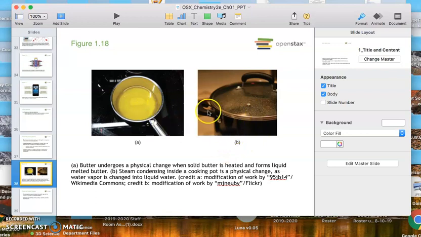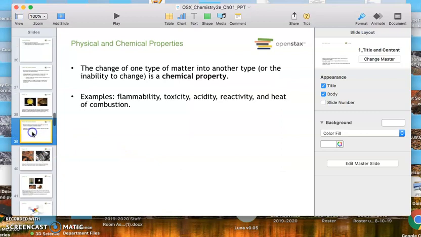So here we're talking about physical changes being just changing the states of matter, going from a solid to a liquid, or going from a gas to a liquid. And so any kind of phase change is considered a physical change.